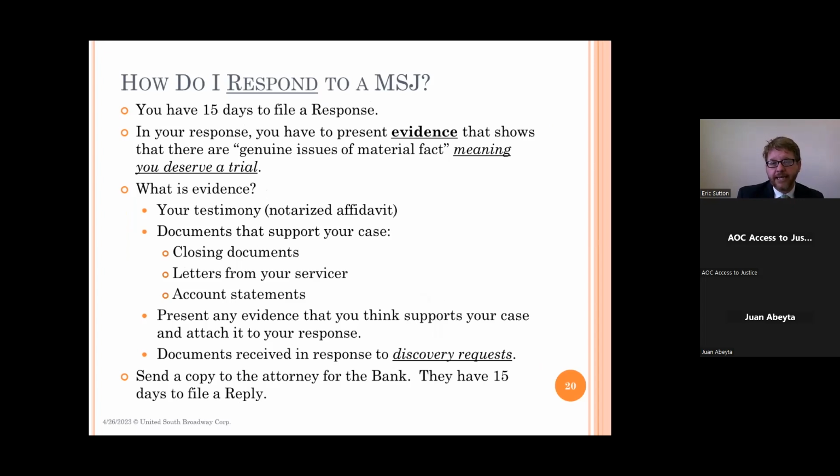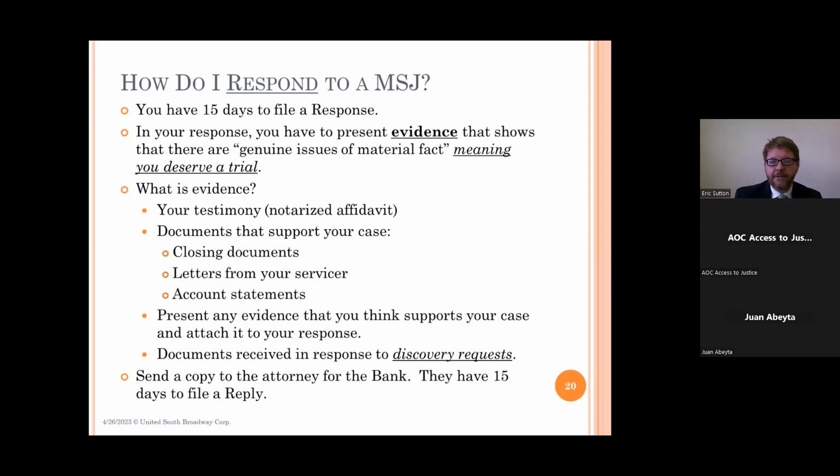Every party has 15 days to file a response to any motion, including a motion for summary judgment. In that response, you need to present the evidence that there are genuine issues of material fact, meaning that the case deserves to be resolved through a trial, that there's a disagreement over what facts are involved and what facts might mean. That includes attaching documents to the response and making the argument in the response as well.